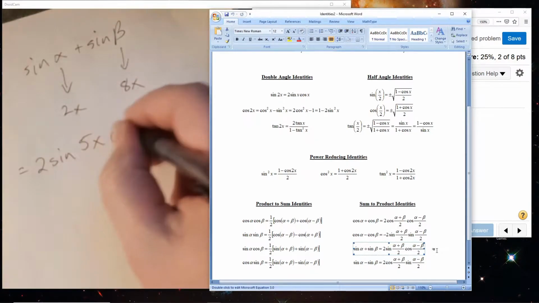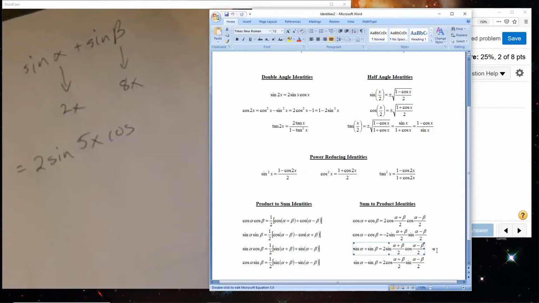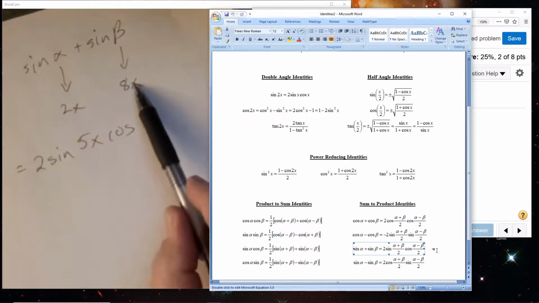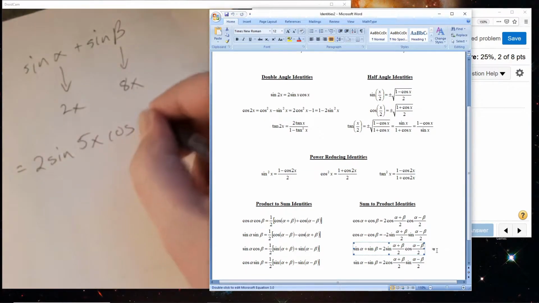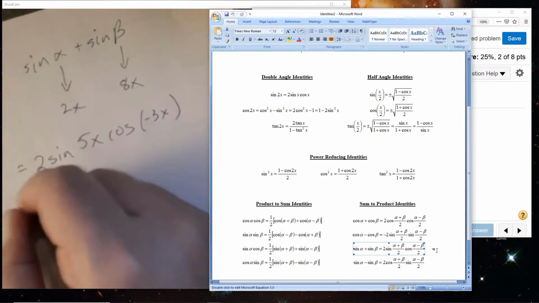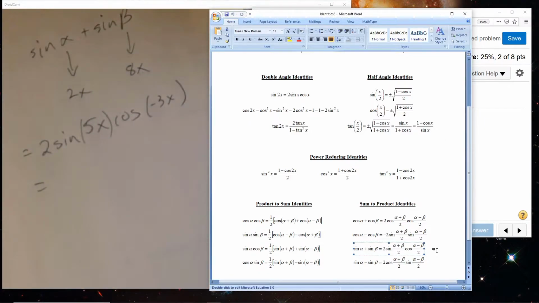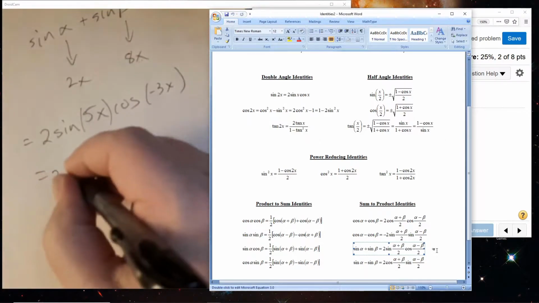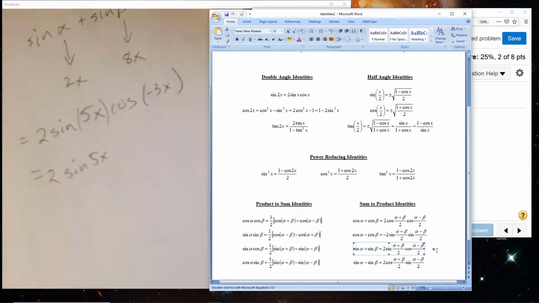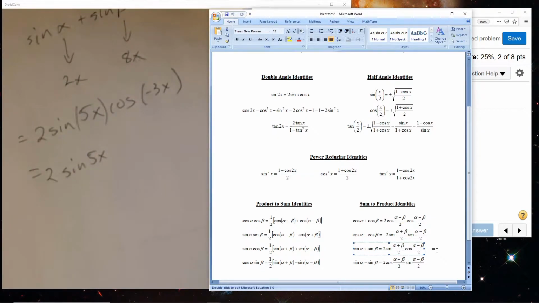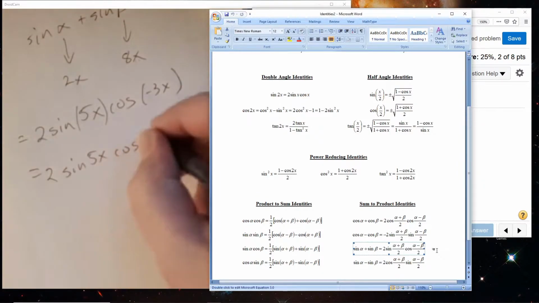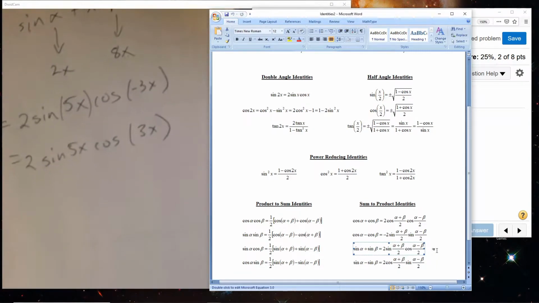And then cosine alpha minus beta. So now we have 2 minus 8. So that's minus 6x. Divided by 2 is minus 3x. And remember, those are in parentheses there, technically. And remember that cosine is an even function. And an even function means when you put in a negative value, it's the same thing as putting in the positive value.